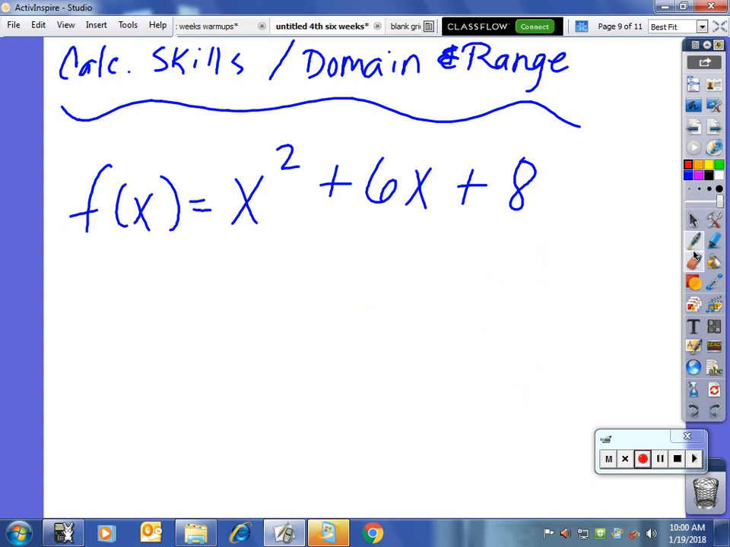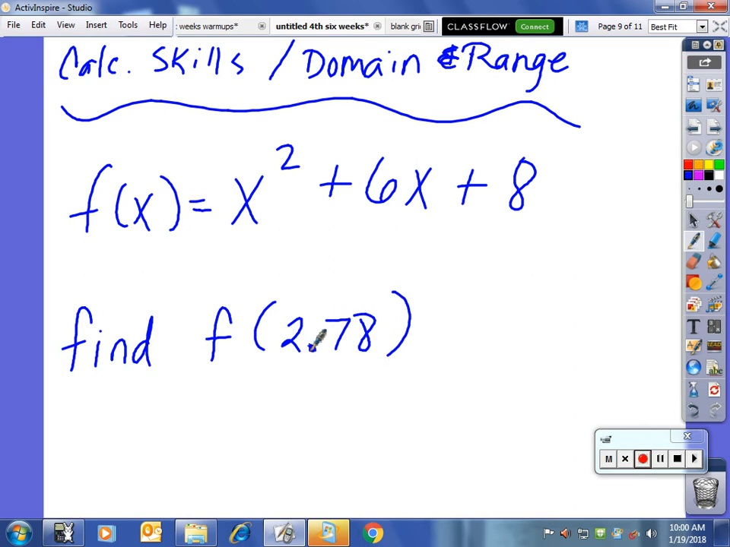Here is my function rule. F of x equals x squared plus 6x plus 8. Your directions are to find f of 2.78. This is some calculator skills. It's also making sure you understand what information they're giving you and what information they're asking you for.